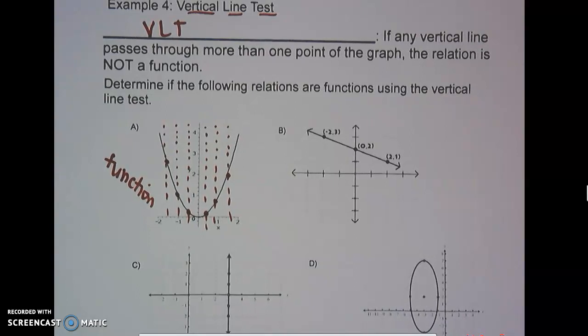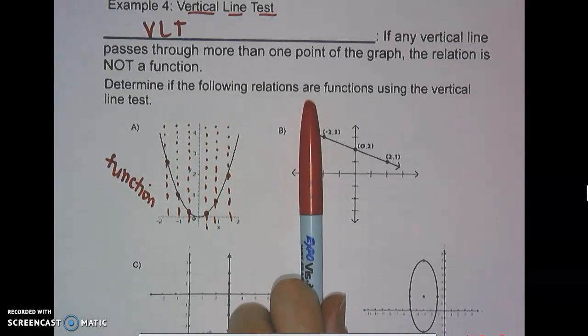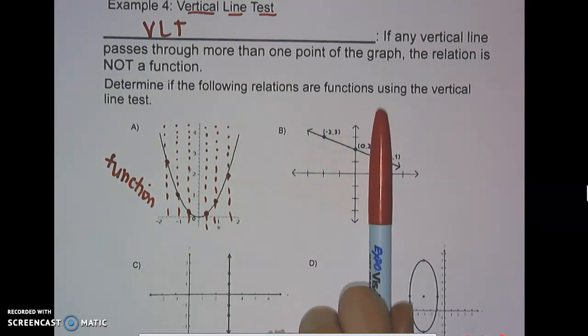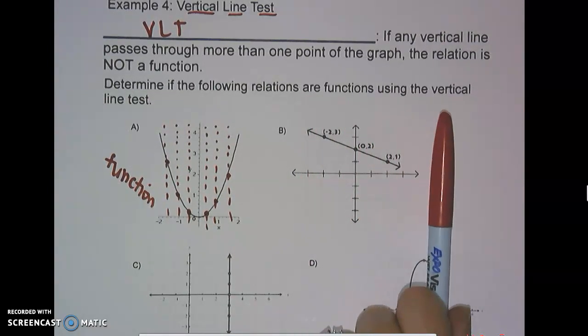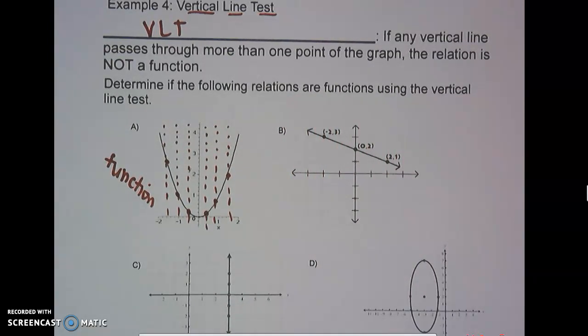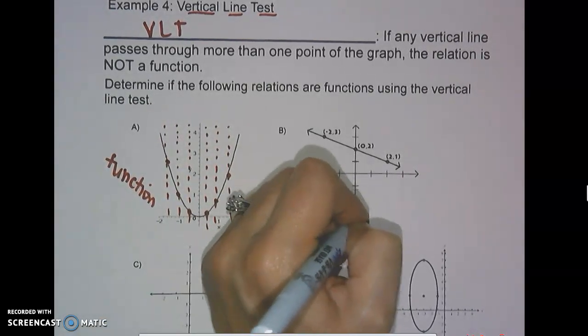Okay? So here in this one, another way instead of drawing in all those vertical lines is just to use your pencil, your pen, your finger, something like that, where you're just going across and looking at how many times the graph is touched by this vertical line. So as I go across this, will it ever touch more than once? And the answer is no. So this is also a function.